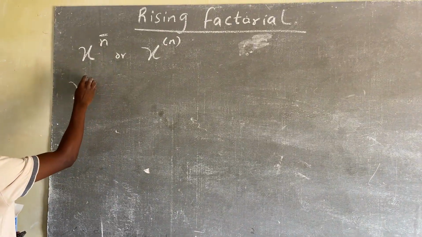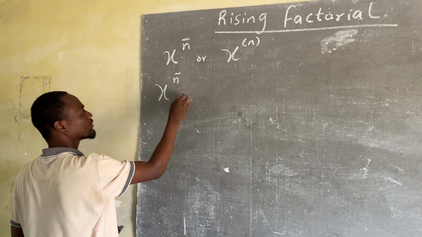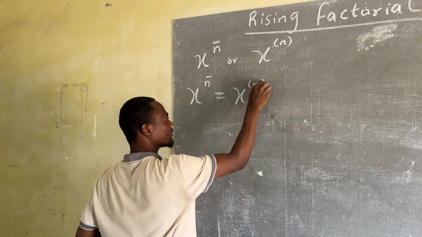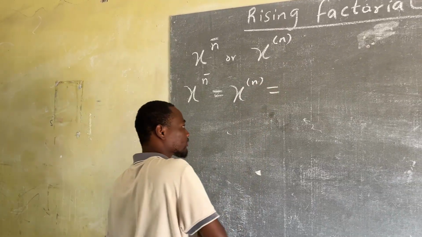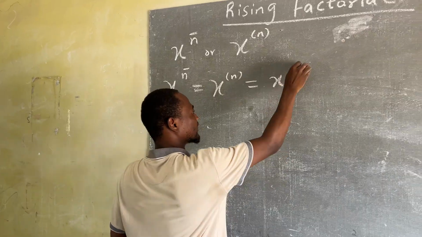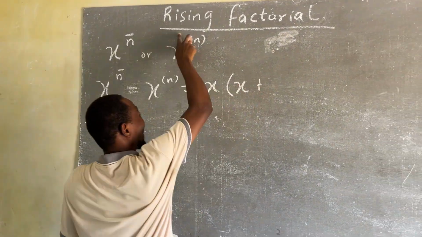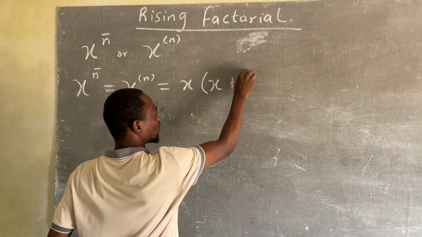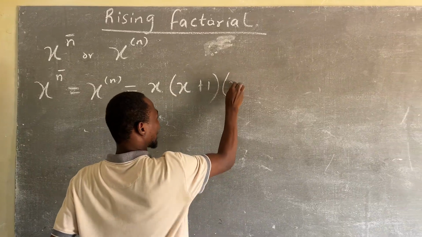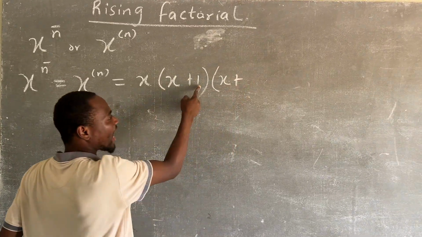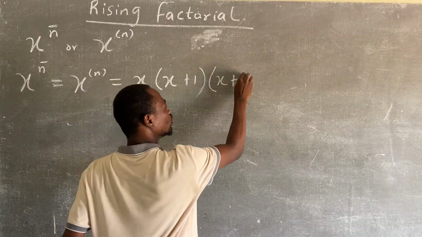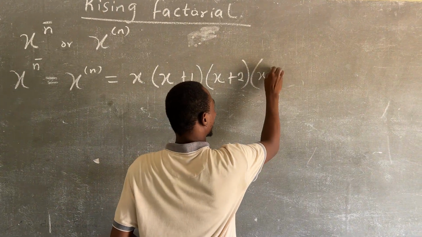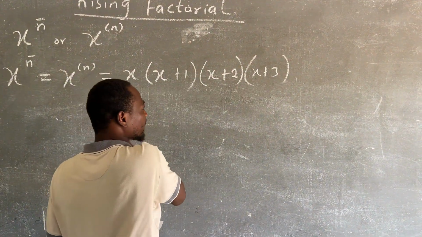x rise n, which is the same as x rise n is equal to x times then x plus, remember, rising, so we are going to add 1 progressively, right? So x plus 1 times then x plus, if I add 1 to this one, I have 2, so x plus 2, then my next term will be x plus 3. Remember, they are multiplying, alright?